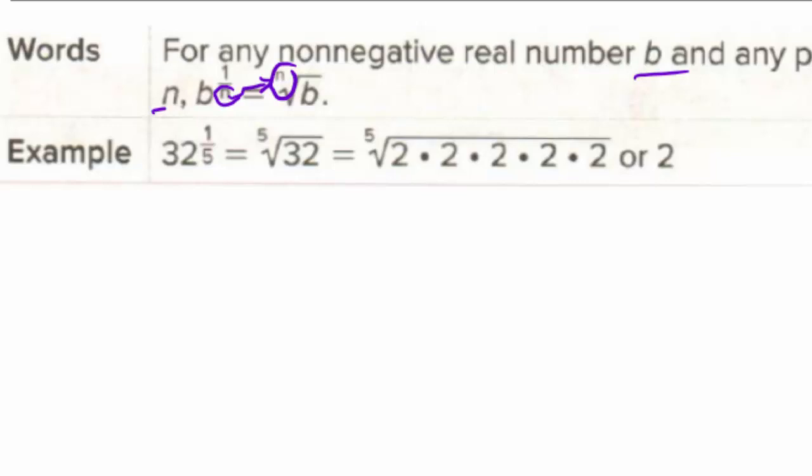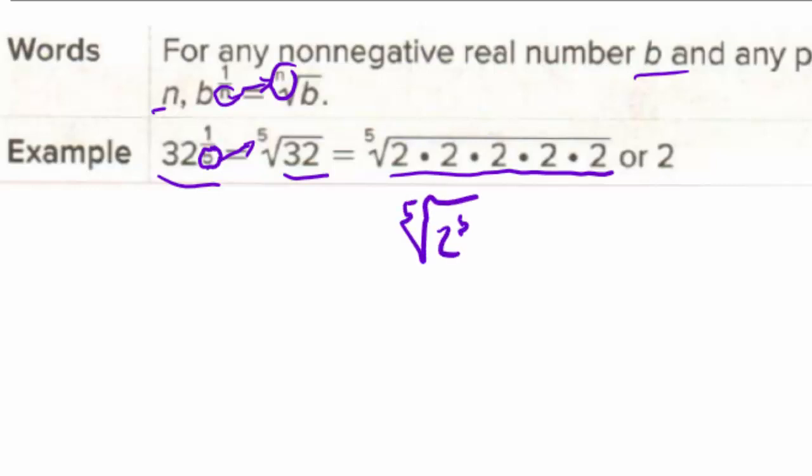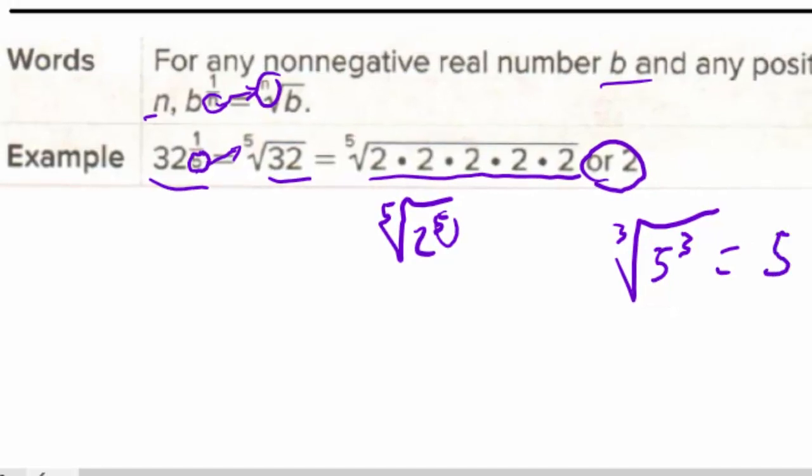So we have 32 to the 1/5 over here. Since I have a 5 in the denominator, that means I'm going to be taking the 5th root of 32. Now if you expand 32 into its prime factors, you'll see that it comes out to 2 five times. So another way of writing that would have been to take the 5th root of 2 to the 5th power. Since that equals 2, what we can surmise is that a 5th root will undo powers of 5, which means if I have a 3rd root of 5 to the 3rd, then the 3rd root should undo powers of 3, which would give me 5.